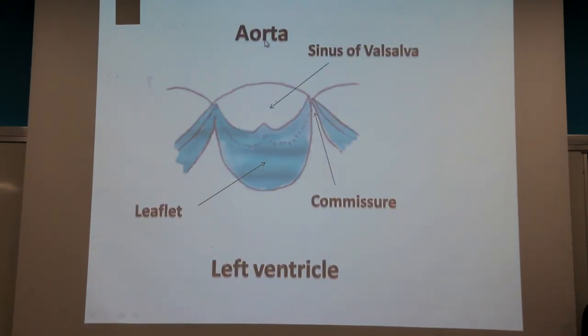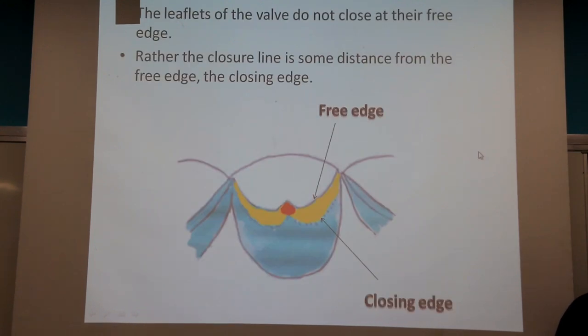So here is the aorta, here is the left ventricle, here is one cusp, two cusps, three cusps. This is the sinus of Valsalva, here is the leaflet, and here is the commissure. The leaflets of the valve do not close at the free edge. Here is the free edge. Rather, the closure line is some distance from the free edge. Here is what we call the free edge, and here is the closing edge.